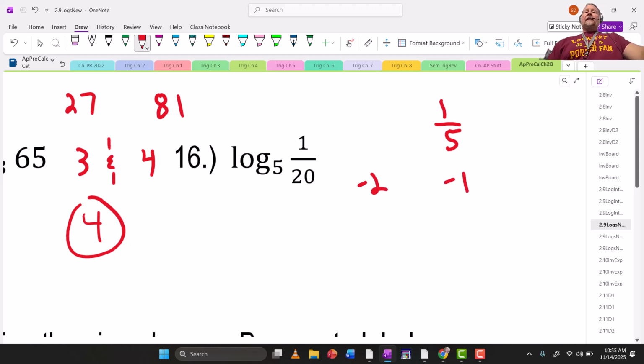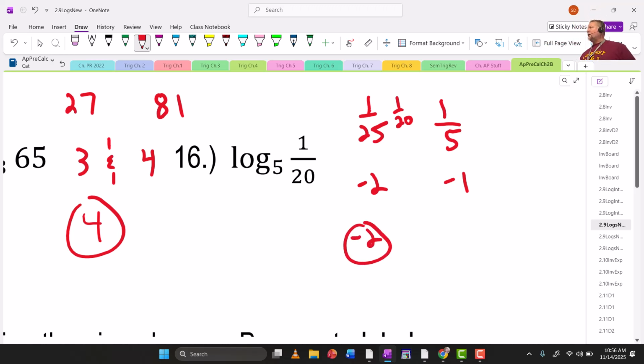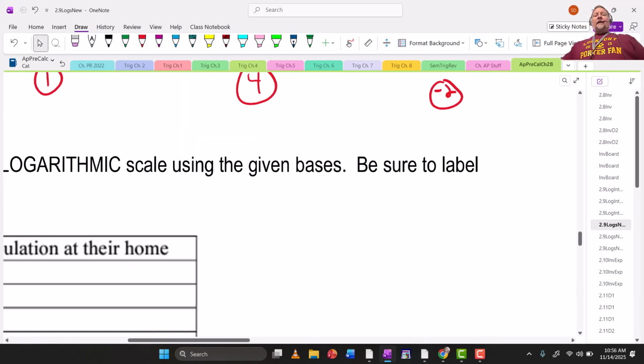So my answer is between -1 and -2, because 1/20th is in between these two. What do you think the answer is closer to, -1 or -2? -2, because 1/20th is closer to 1/25th. So again, it's just thinking though. It also is hammering down that point of what a logarithm is.